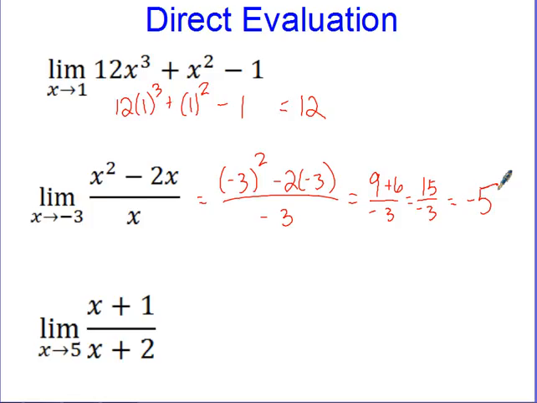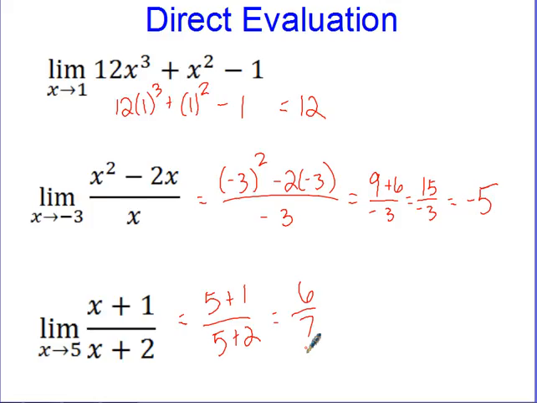And the last one, basically, same thing. It is a rational function. So I might have an issue. But as x approaches 5, is there an issue? No. So simply 5 plus 1 over 5 plus 2. What do you get? 6 over 7. No issue. Okay? So this, you can find limits algebraically as long as there aren't any issues.